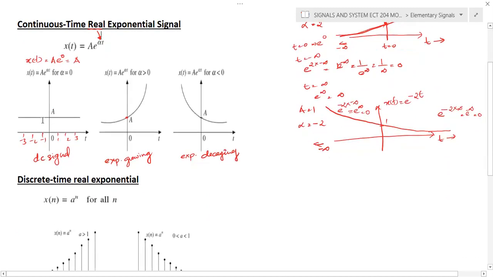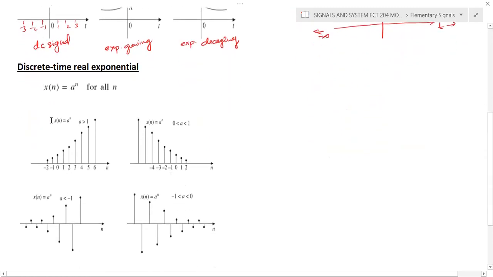Now we will go to the discrete time version of an exponential signal. In the case of a discrete time exponential signal, instead of e, we'll put a, a general constant, that is a raised to n for all n. There will be 4 cases, and we will evaluate each one. First we will take the case where the value is greater than 1. For example, you can assume that x of n is 2 raised to n.